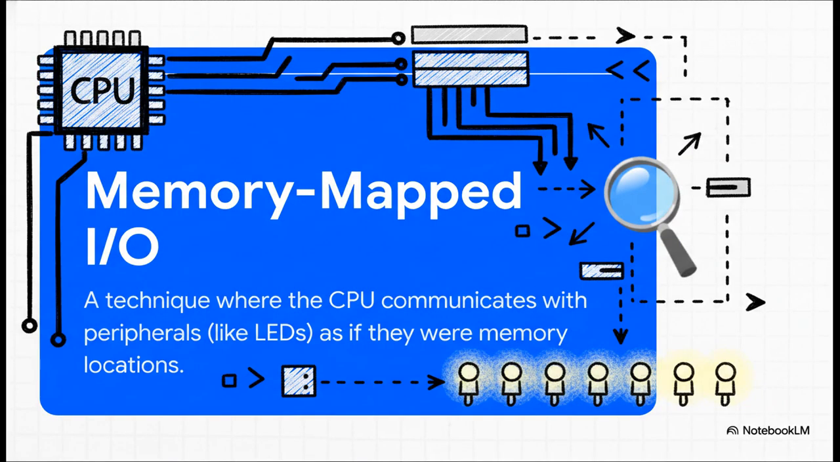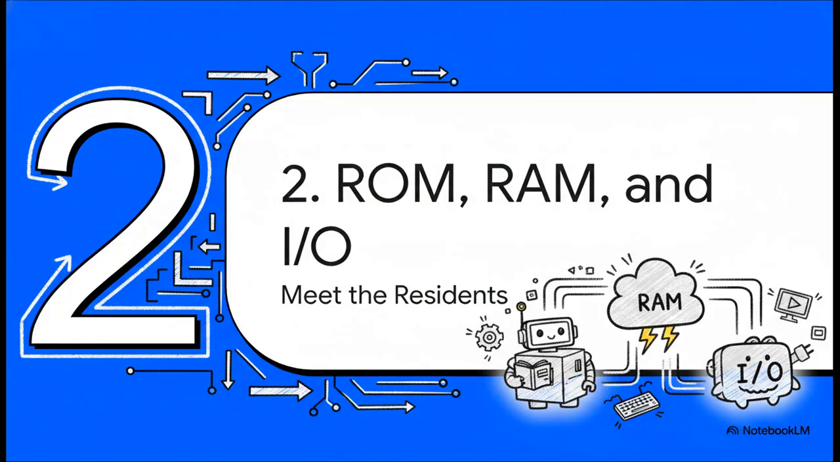This amazing technique is called memory-mapped I/O, and honestly, it is a total game changer. It makes the design so much simpler because our CPU doesn't need a bunch of special, complicated commands to talk to, say, an LED. Nope, it just writes a value to a memory address, like 0E0, the exact same way it would write to any other piece of memory. The hardware handles the rest. It's brilliant.